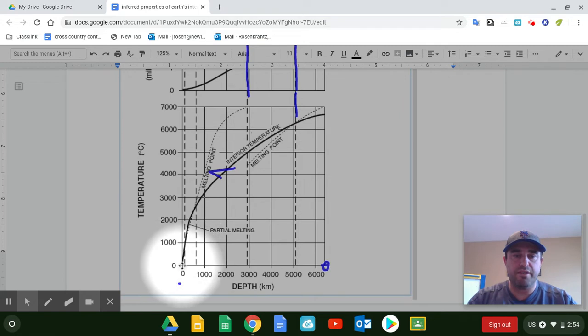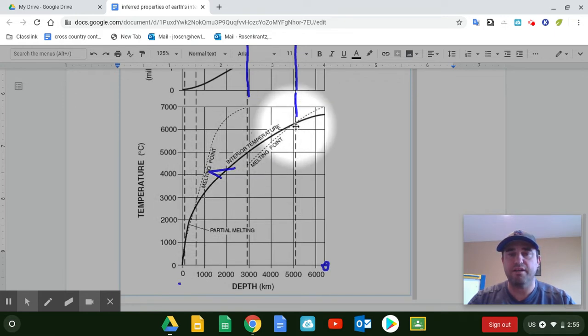So what else is on this graph? If you notice, the y-axis says temperature, and it's in degrees Celsius. As you go deeper and deeper into the earth, see this black bold line I'm following?